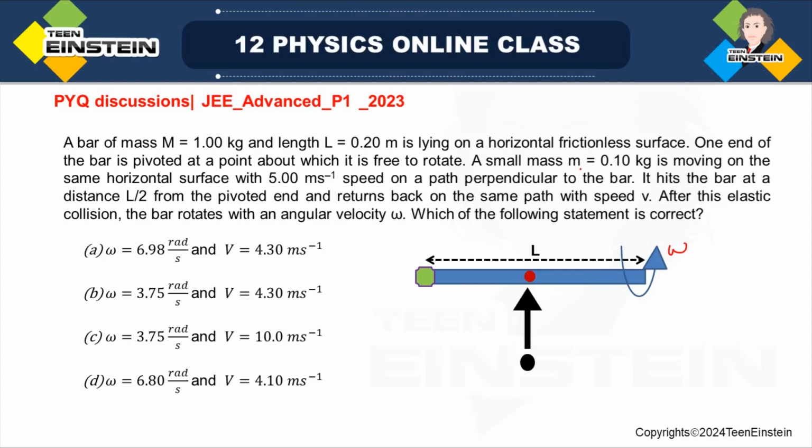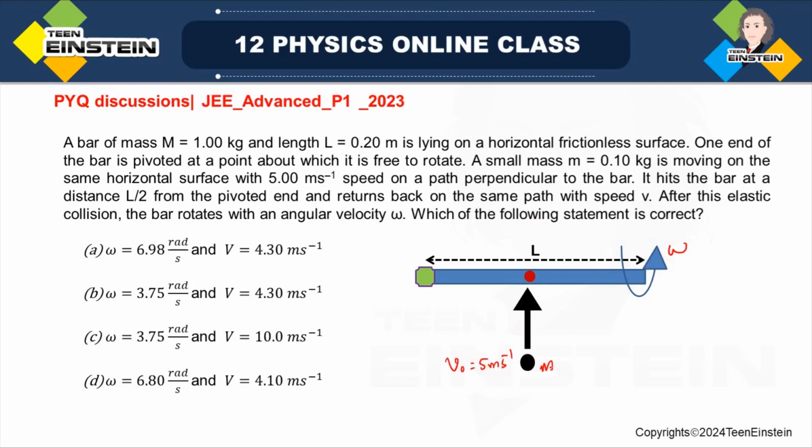A small mass, small m is equal to 0.1 kg is moving on the same horizontal surface with 5 meter per second speed on a path perpendicular to the bar. So this is the small mass which is moving with the velocity say v0 is equal to 5 meter per second and it is moving perpendicular to the length of the bar. It hits the bar at a distance L by 2 from the pivoted end and returns back on the same path with the speed v.